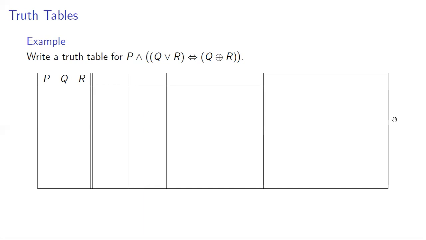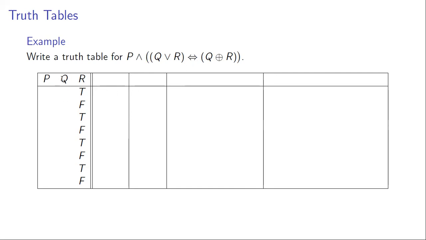Now here we're going to extend our procedure for filling in the possible values of P, Q, and R. So we start with the rightmost column of the 3 variable columns, and we do alternating true and false. So true, false, true, false, true, false, true, false. Remember, 8 rows because there are 3 variables, and 2 to the power of 3 is 8.